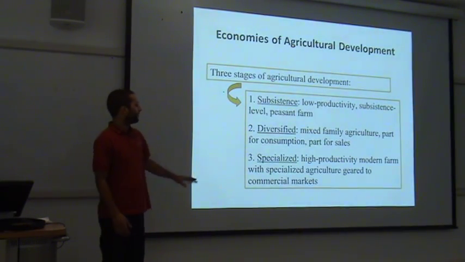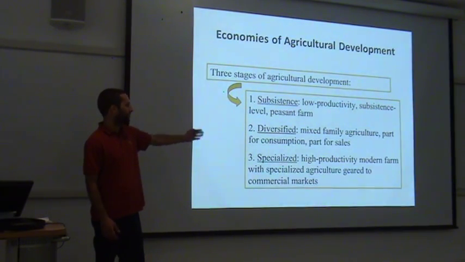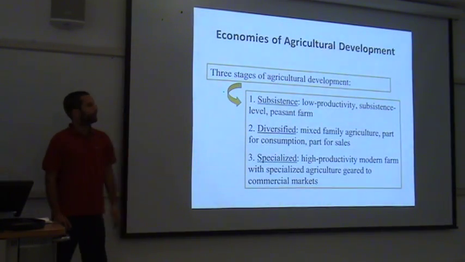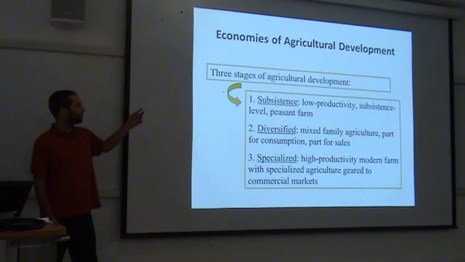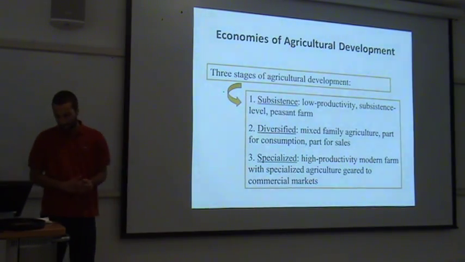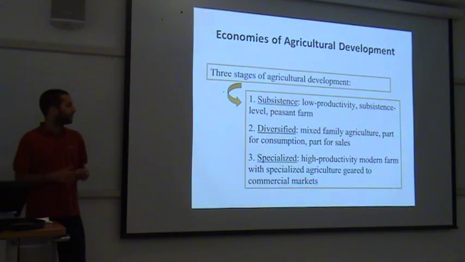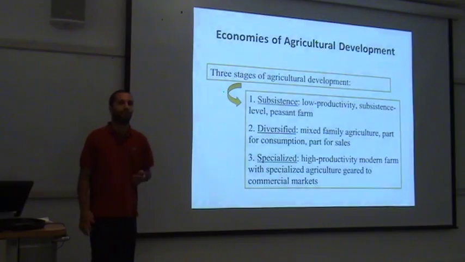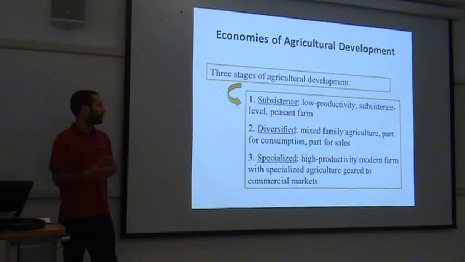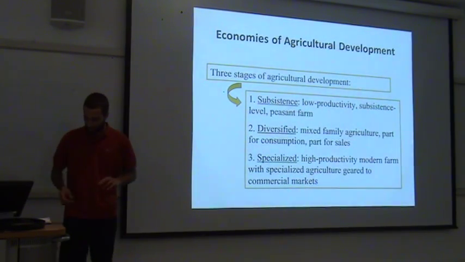Diversified is mixed, as you can see, part subsistence and part for sales. And for the transition from the first to the second, from subsistence to diversified, the farmer needs to have information on crops, credit, fertilizers, and also he needs to be secure about risk, because as I'm going to explain later, subsistence farms are risk averse.